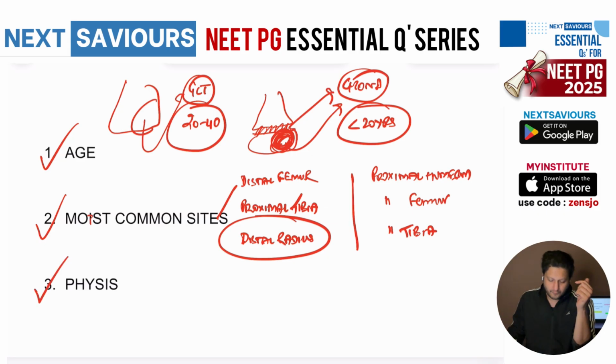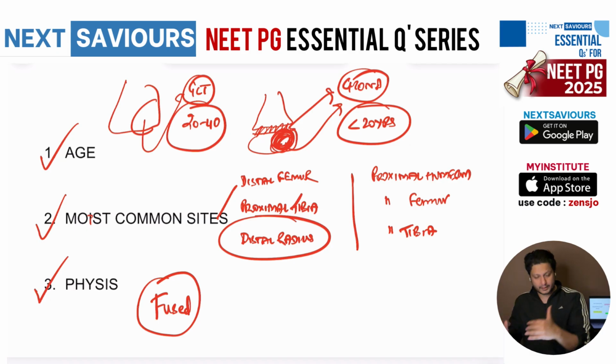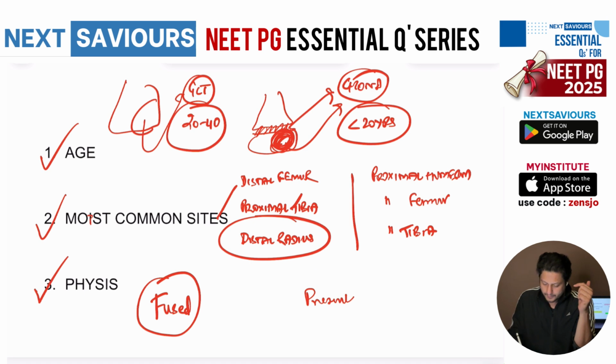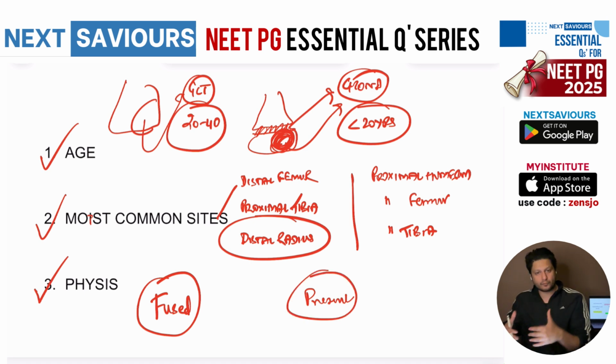Third is the physeal involvement. As we have already talked about, in case of GCT, majority of the time the growth plate would be found to be obliterated, so there is a fused or obliterated growth plate in case of GCT, while in case of chondroblastoma, there is still a present growth plate. That means the physeal plate or the physis would still be evident on the X-rays in case of chondroblastoma.